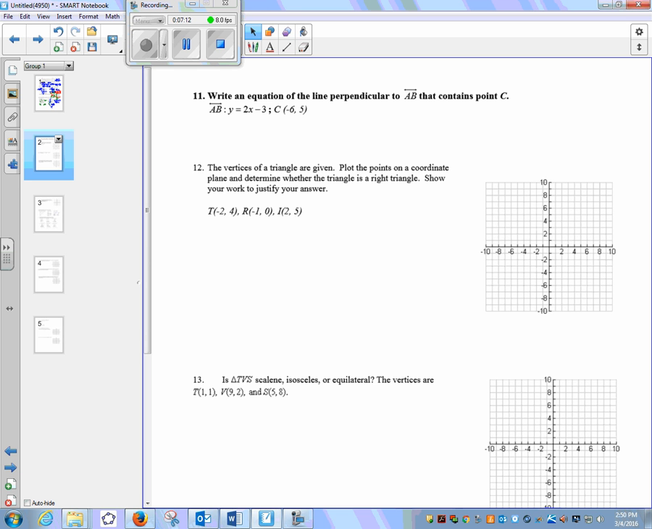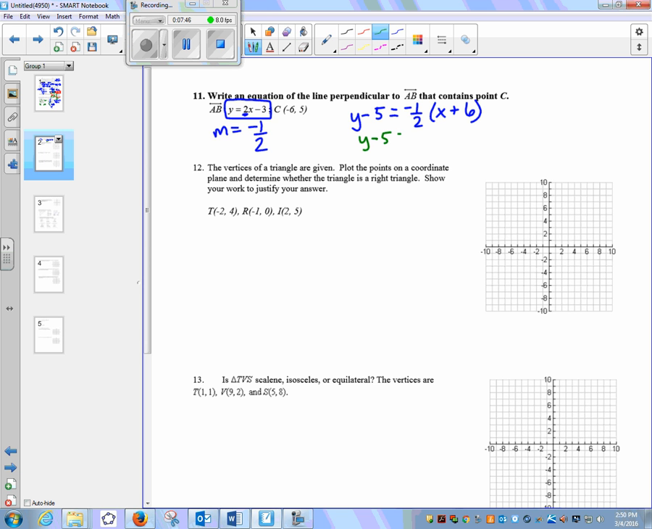Okay, equation of the line perpendicular to AB that contains point C. That's going to be perpendicular to this, which means I need a slope that is the opposite reciprocal of 2, so that's -1/2, and it's going to go through point C. Again, I'm going to use point-slope form. y minus 5 equals -1/2 times x plus 6. When I simplify this, we're going to get -1/2 x minus 3, add 5 to both sides, and you get y equals -1/2 x plus 2.